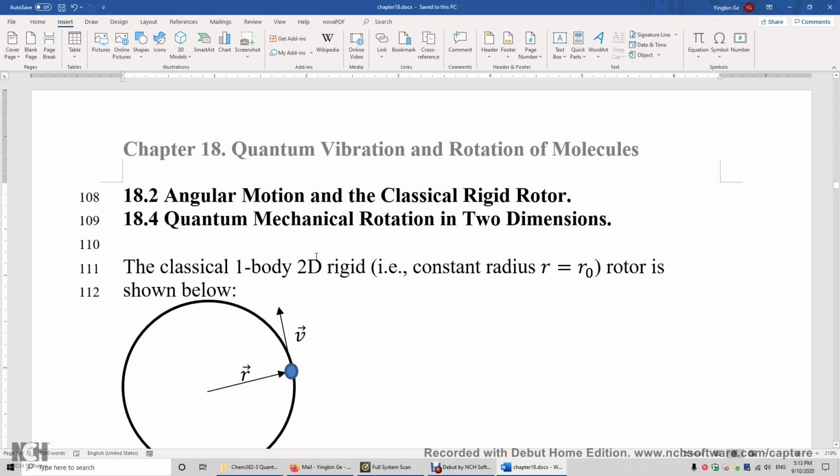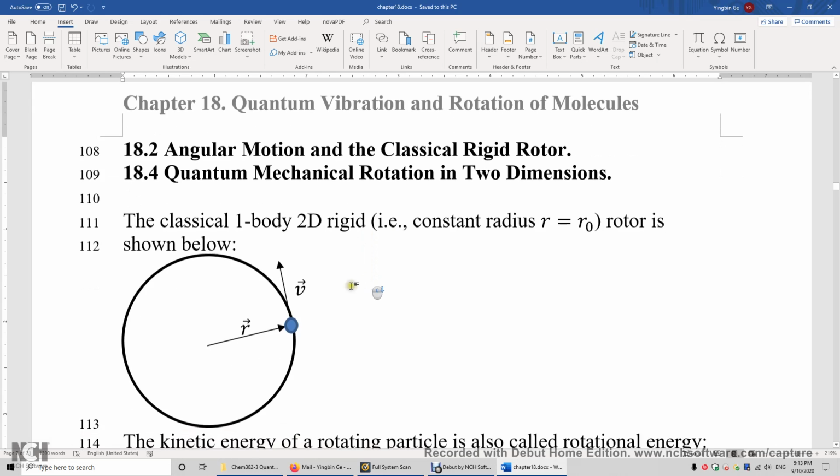Sections 18.2 and 18.4: Classical and Quantum Mechanical Rotation in 2 dimensions. This is the classical, one-body, 2-dimensional, rigid rotor. Rigid here means the radius r is a constant. We use r0 to denote a constant radius.